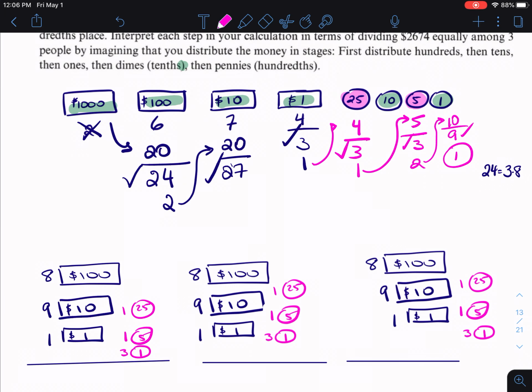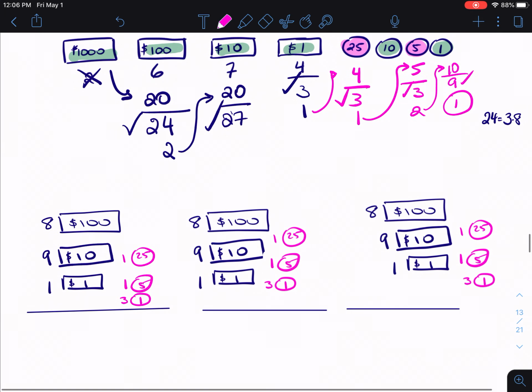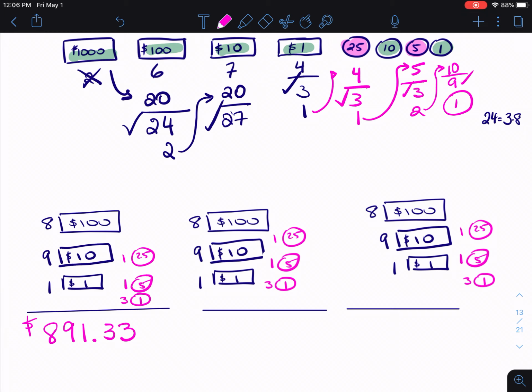All right. So how much will each person have gotten? Let's see. We would have gotten 800, 90, $1, and 25 cents and 5 cents. That's 30 cents. And another 3 pennies, 33 cents. $891.33. Okay. Now, so that's if we are using quarters and nickels.